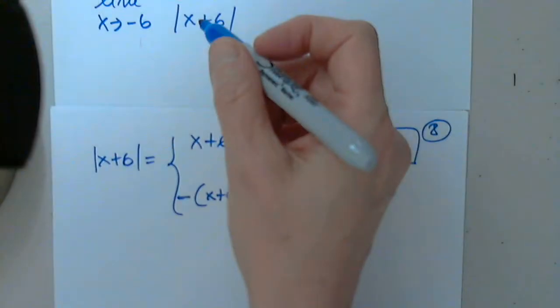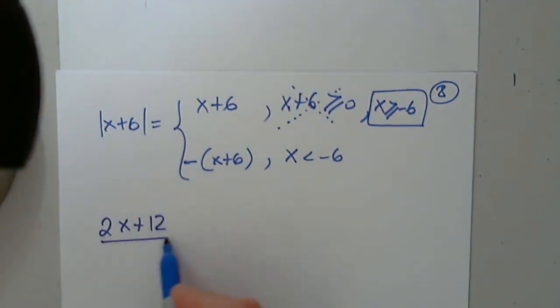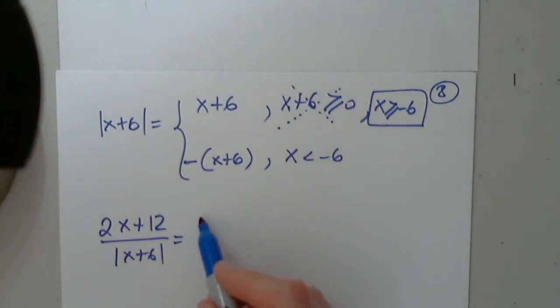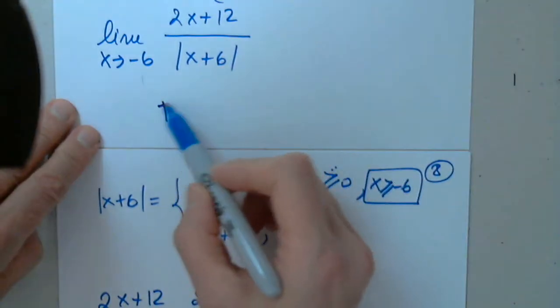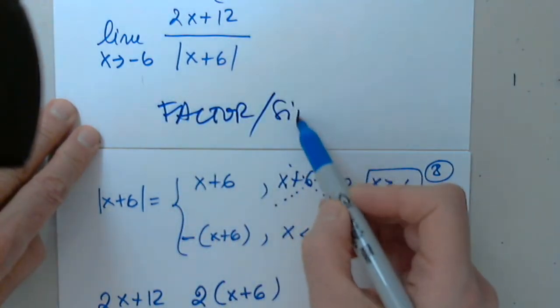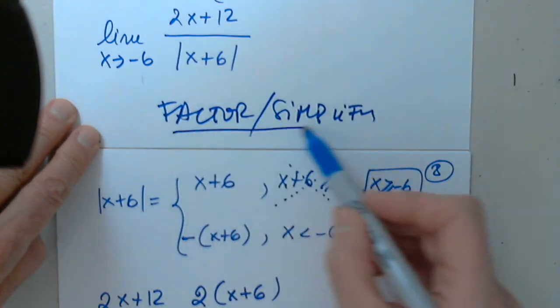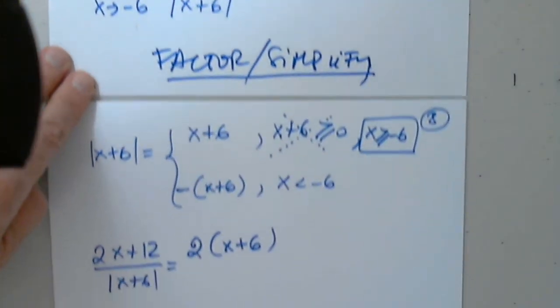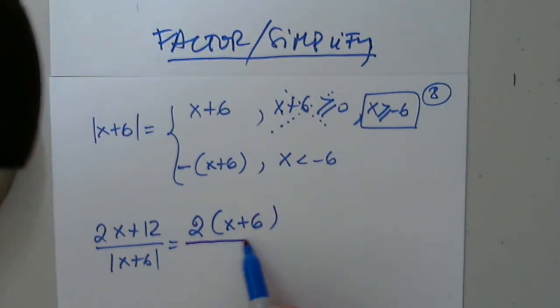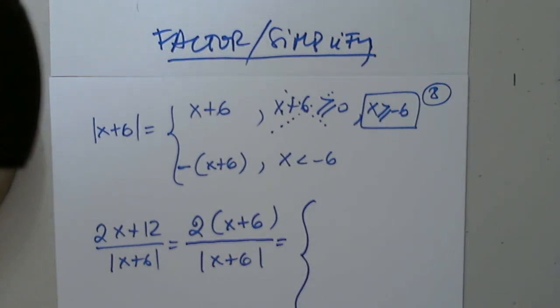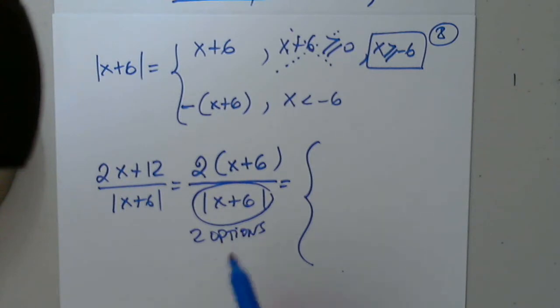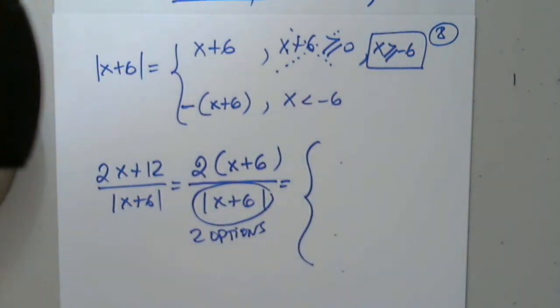Okay, so now I'm looking at the function. 2x plus 12 over the absolute value of x plus 6 is really 2 times x plus 6. Remember the two key words, always: factor, simplify. These are the key words. Over the absolute value of x plus 6, which means the function has two options. Why? Because the absolute value has two options. If x plus 6 in absolute value has two options, the entire function has two options.